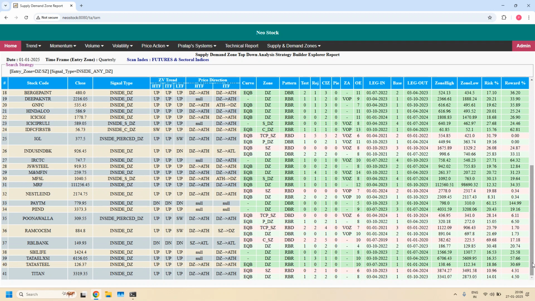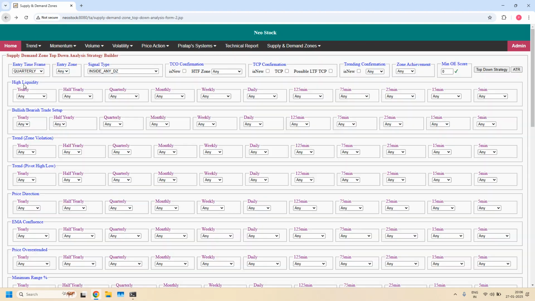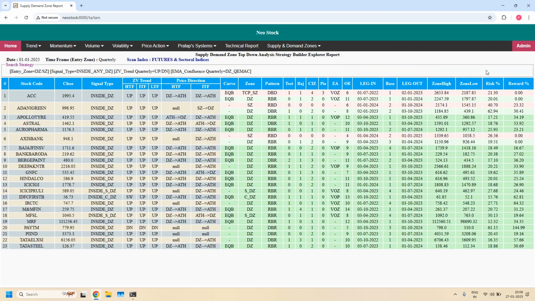And we can further filter this list by setting the high probability parameter, quarterly demand zone having quarterly EMA confluence. So let me add that filter. In the EMA Confluence filter at quarterly time frame, I am setting quarterly demand zone having quarterly EMA Confluence. The EMA Confluence should be used only in a trending market but not sideways. That's why in the trend at quarterly time frame, I am selecting up or down. Let's filter. Now 23 stocks are filtered, and all these 23 quarterly demand zones are having quarterly EMA Confluence.